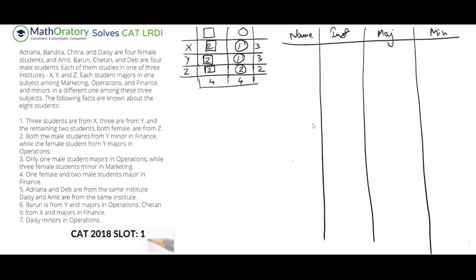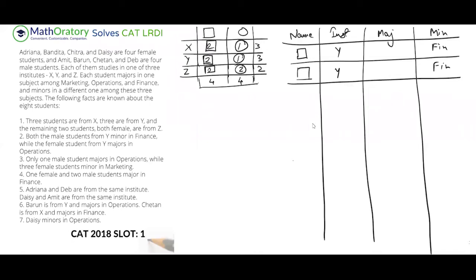First, point number two tells us that both the male students from Y minor in finance. So there are two male students from Y. Let me just indicate that by squares and circles. There are two male students, both from Y, who are minoring in finance. So these two are finance, by the way. This is what we have. And the female student from Y, we don't know again who that is, majors in operations. So this is what we have in front of the second piece of information.